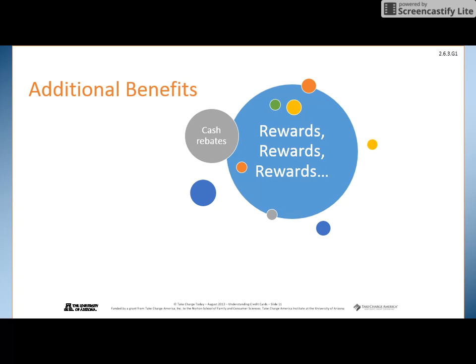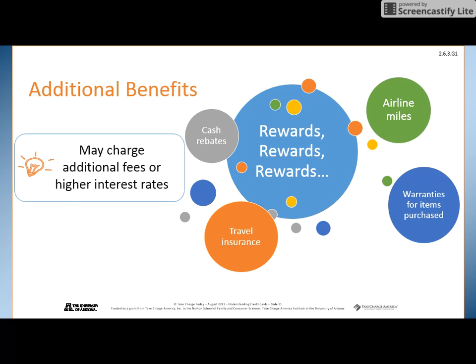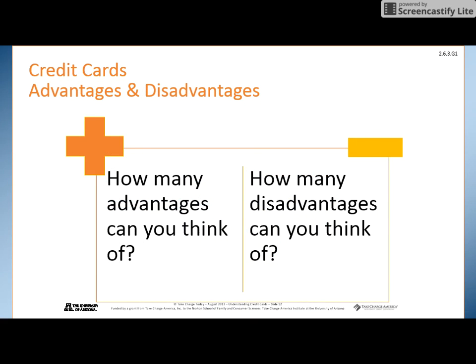Additional benefits: rewards, cash rebates, airline miles, warranties for items purchased, travel insurance. The card may charge an additional fee or higher interest rates for these rewards, so carefully evaluate the benefits and make sure that they outweigh the cost.